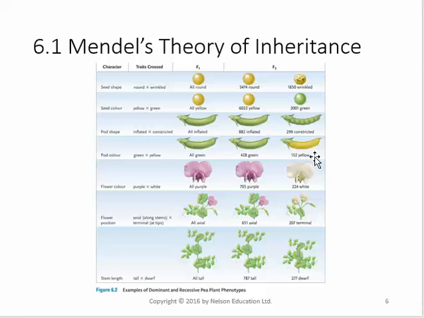The same happened with purple, the same happened. And so he started seeing these traits that in the F1 generation, everything was the same. But in the F2 generation, things would vary.